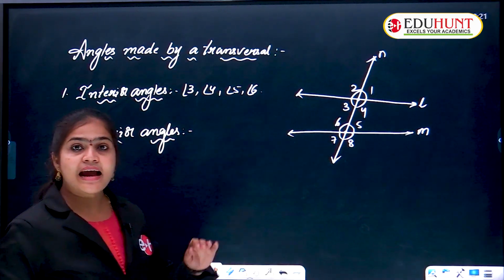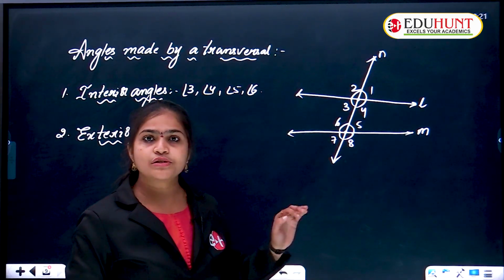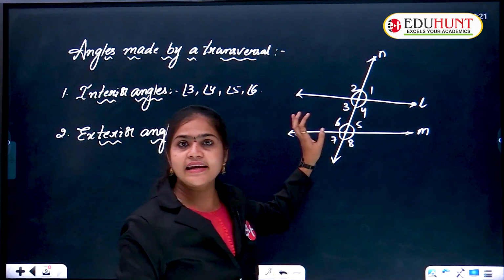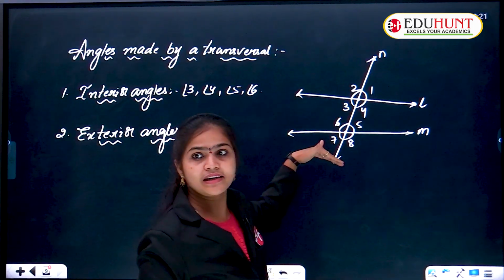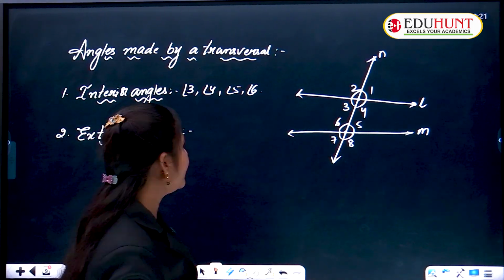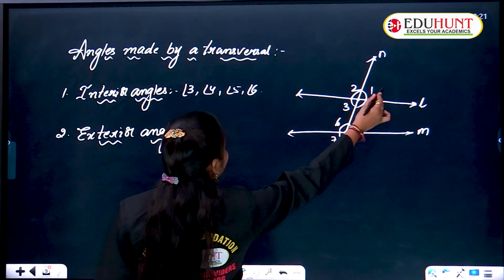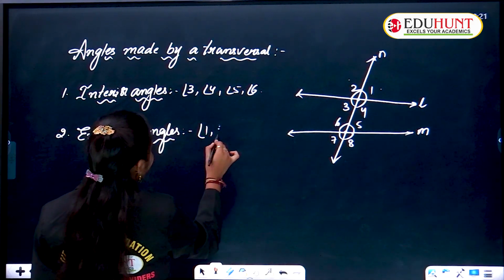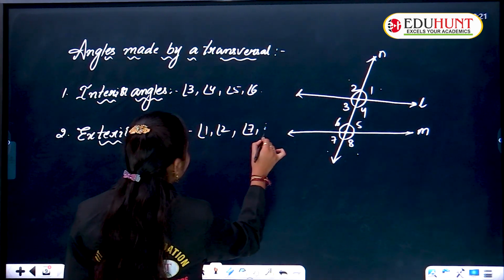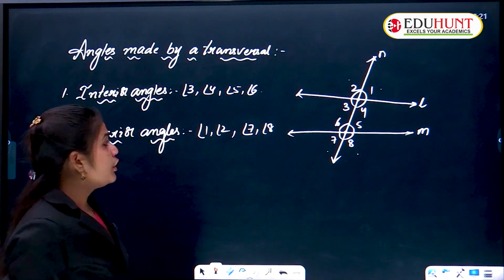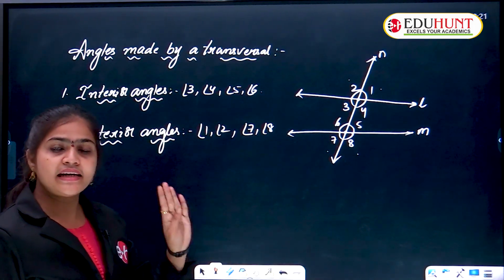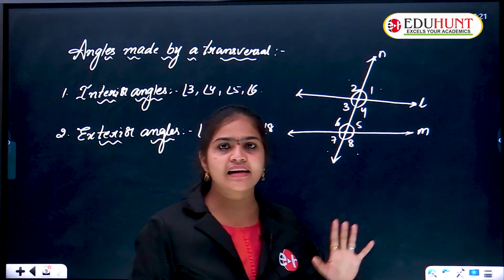Exterior angles means the angles which lie outside of the lines. Outside of the lines means this is outside and this is also outside, no? Angles which lie outside of those lines we call exterior angles. Which angles are exterior? Angle 1, angle 2, and angle 7, angle 8. Understood? Totally 8 angles: 4 are interior angles and 4 are exterior angles.